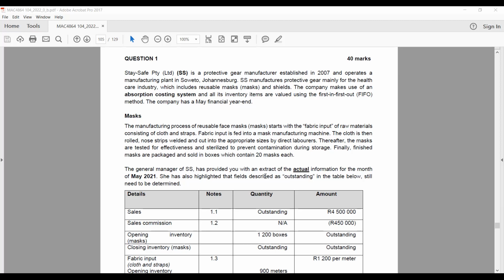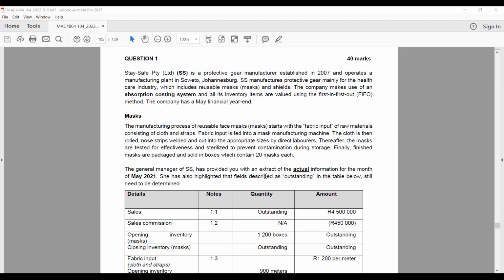So always run that through your head: the cost of a product includes three things, direct material, direct labor, and manufacturing overheads. In this case, it's going to include both variable and fixed manufacturing overheads, because we are using the absorption costing system. The next thing is that we have a financial year end of May. Okay, so let's read masks.